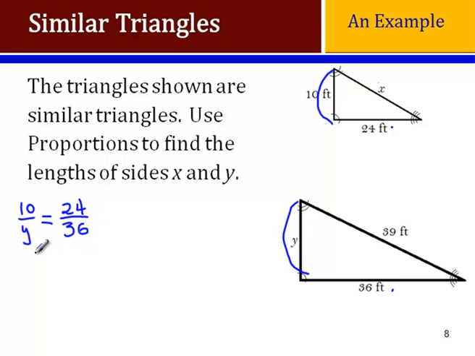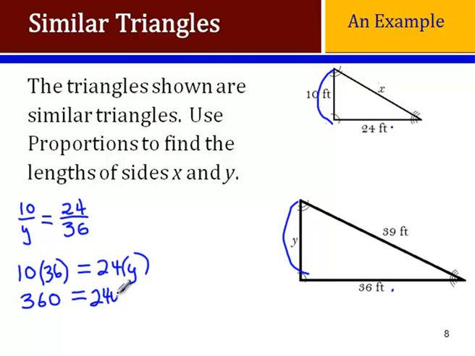To solve, we do our cross multiplication. 10 times 36 equals 24 times y. And you can multiply two numbers in either order. That's called the commutative property. That will be 360. This will be 24y. And since we're trying to solve for y, we will divide by 24. And that will tell us that our value of y is 15.